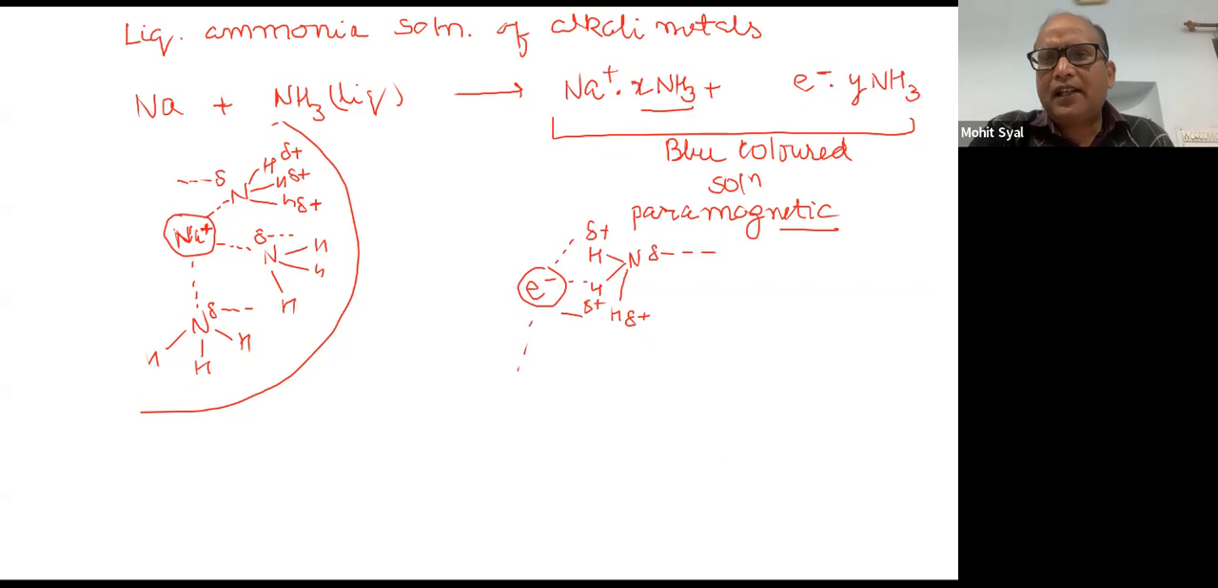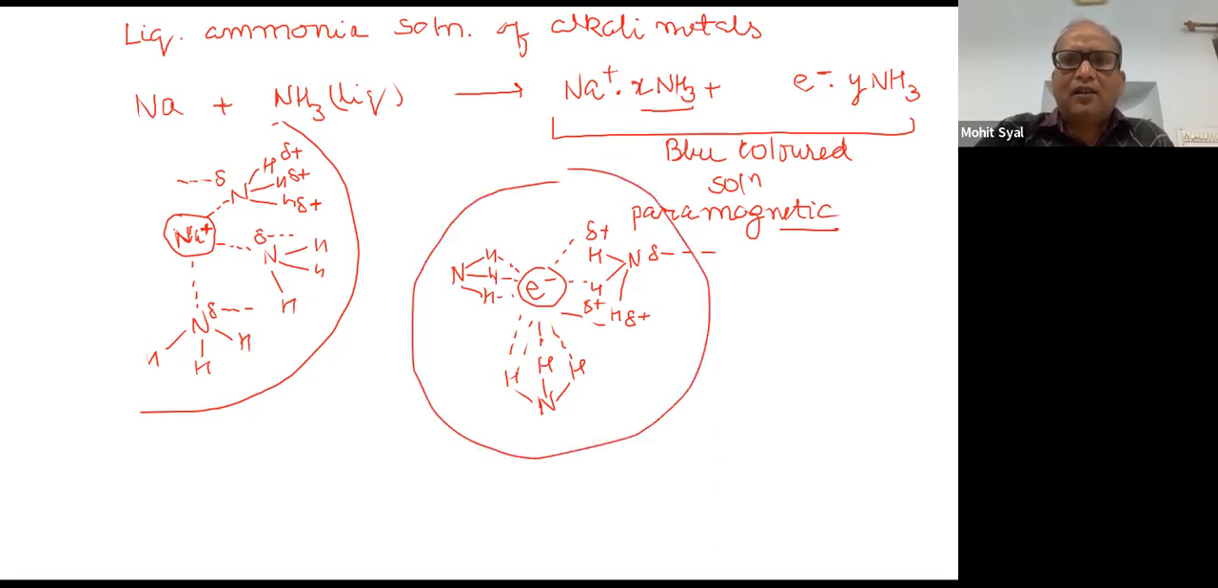So it will attract hydrogen towards itself. The ammonia molecule has both types of charges. It has a partial negative charge and a partial positive charge. So when it comes to stabilization of the electron, the ammonia molecule will bring its hydrogen atom facing towards the electron. Okay, and that's how the electron will get stabilized.